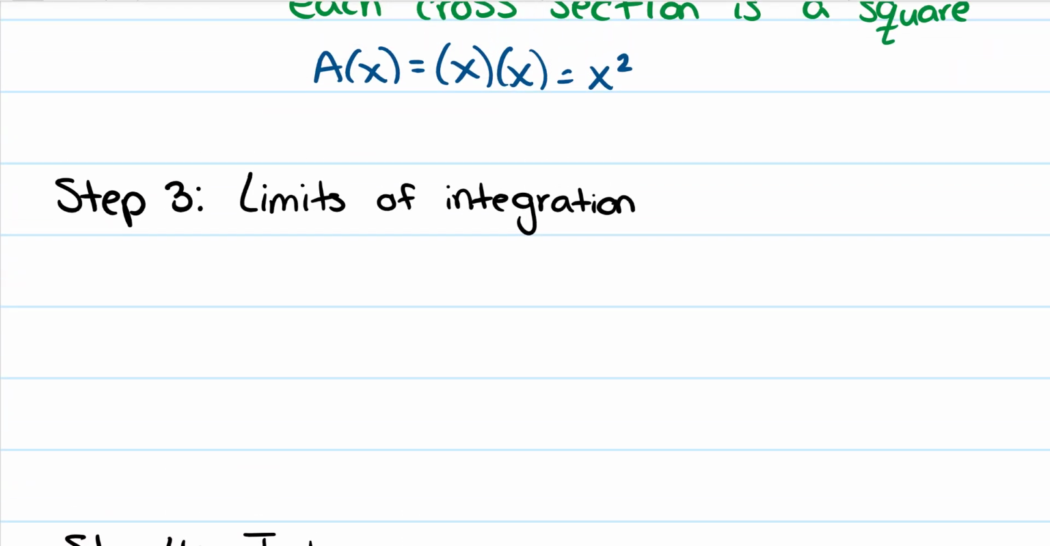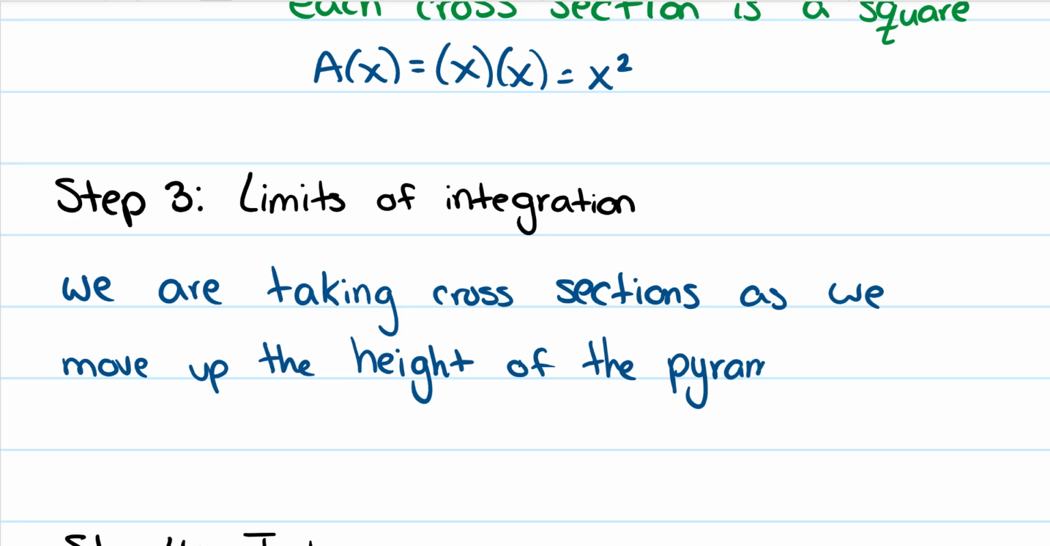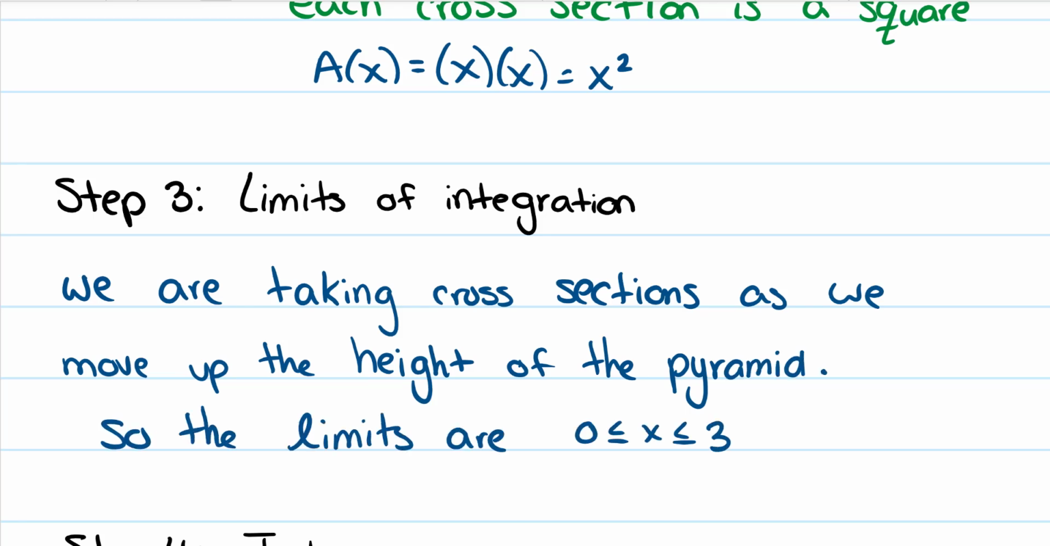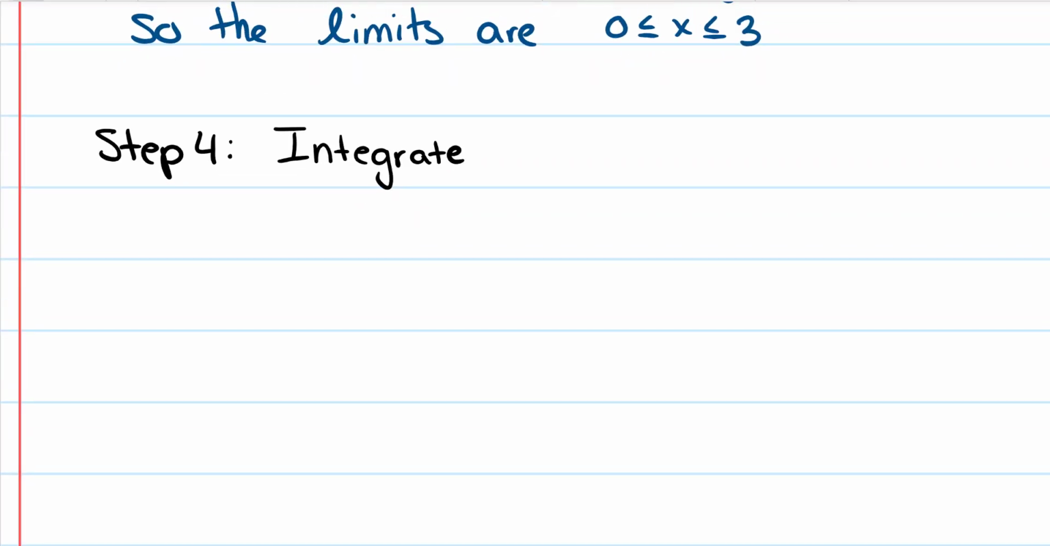Step 3. Determine the limits of integration. We are taking cross-sections as we move up the height of the pyramid. So because of this, the limits are from 0 to 3. And step 4 is to integrate. The integral is actually the easiest part for volumes. It's just the integral from 0 to 3 of our area function, x squared dx.